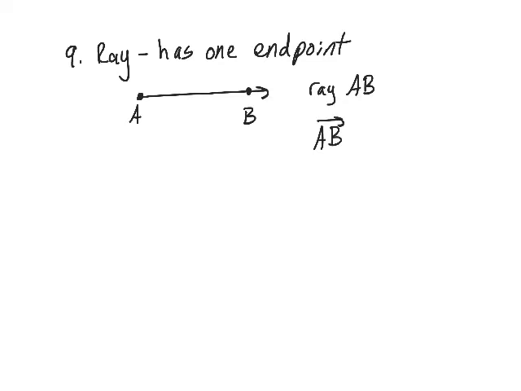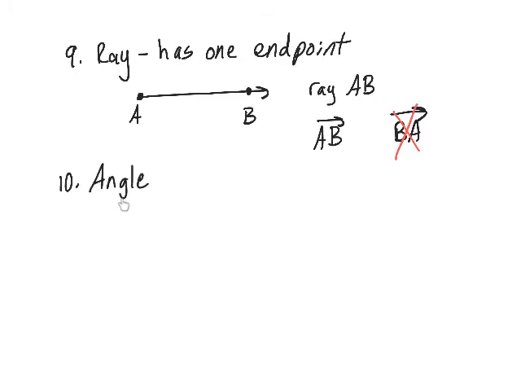But you have to remember wherever the endpoint is, that's where the non-arrow side goes. So ray AB is not the same as ray BA here. If I wrote it that way in that picture, that is not valid, okay? Because my endpoint has to be at A based on this picture right here.